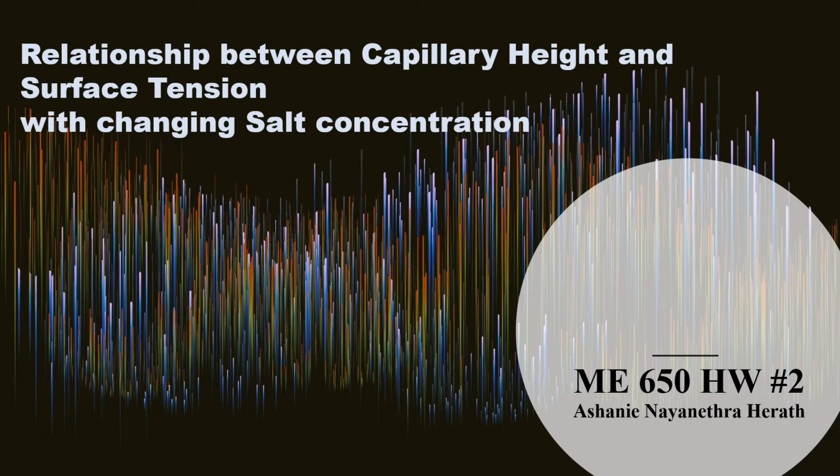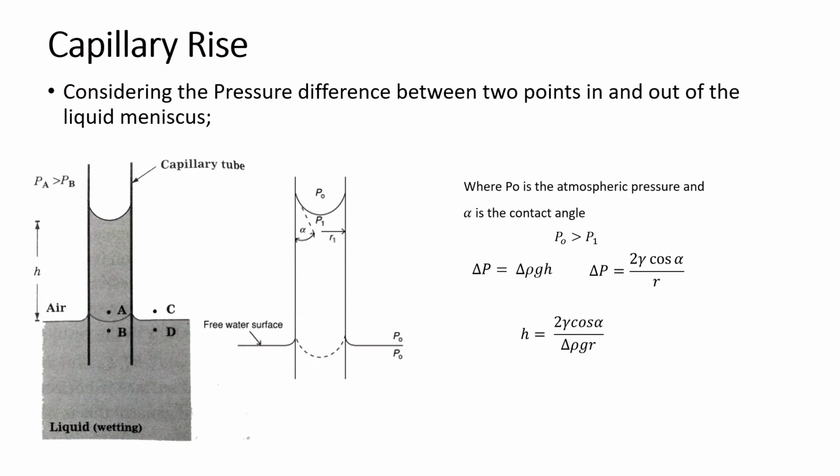My experiment for surface phenomena, homework number 2, is on the relationship between capillary height and surface tension with change in salt concentration. Capillary rise is due to the pressure difference in and out of the liquid meniscus. For a wetting liquid, or in the case of water, it's hydrophilic, the inside pressure of the meniscus is lower than that of the pressure outside, which is the atmospheric pressure in most of the cases.